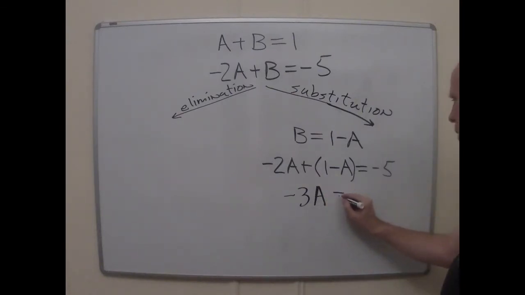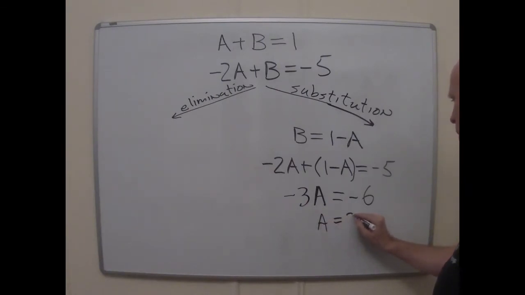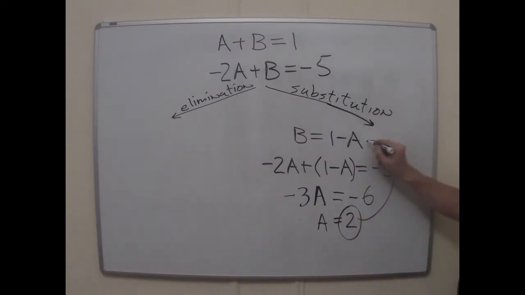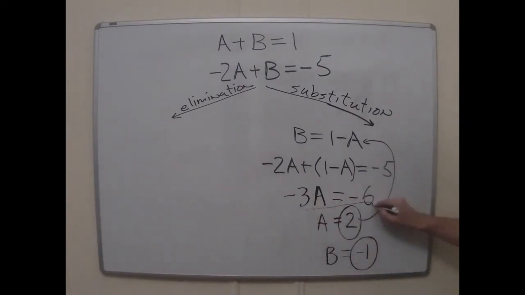Can I just take the plus 1 over to the other side and make it minus 6 now? Do you see the solution for a there? A is going to be 2. Now that I know what a is, you can also substitute, replace that a right there with a 2. So what's b? B is 1 minus 2. Okay, b is minus 1. So there's our answers. A is 2, b is minus 1.